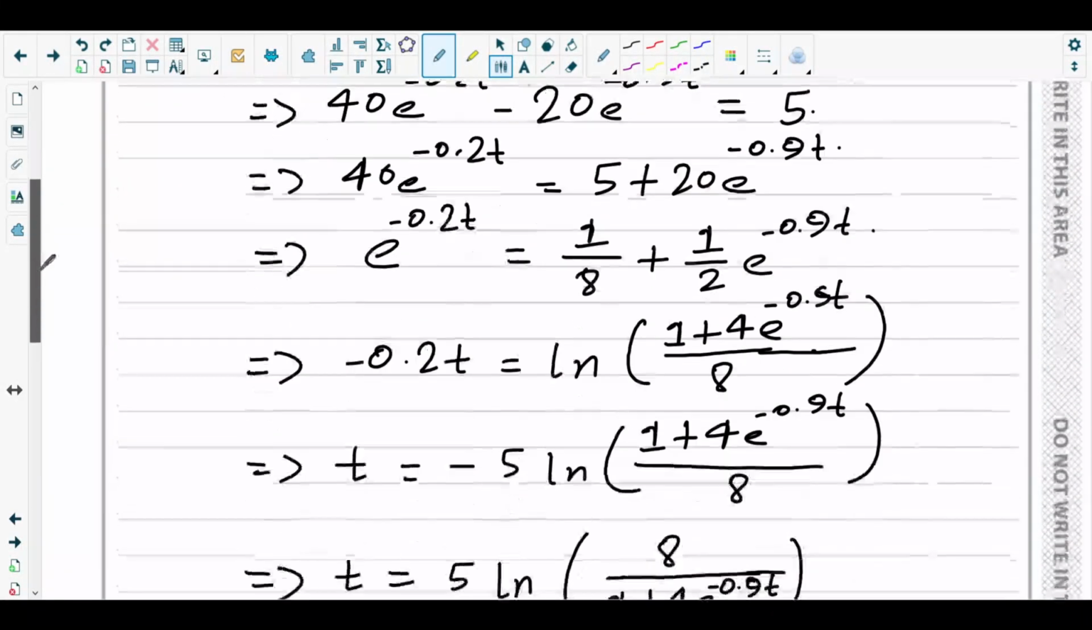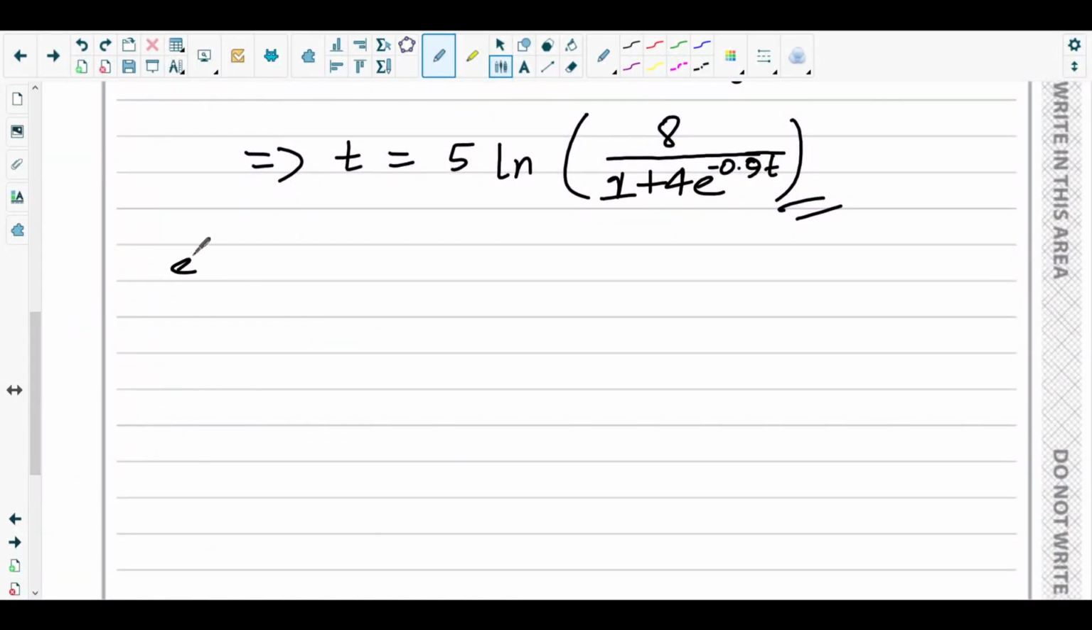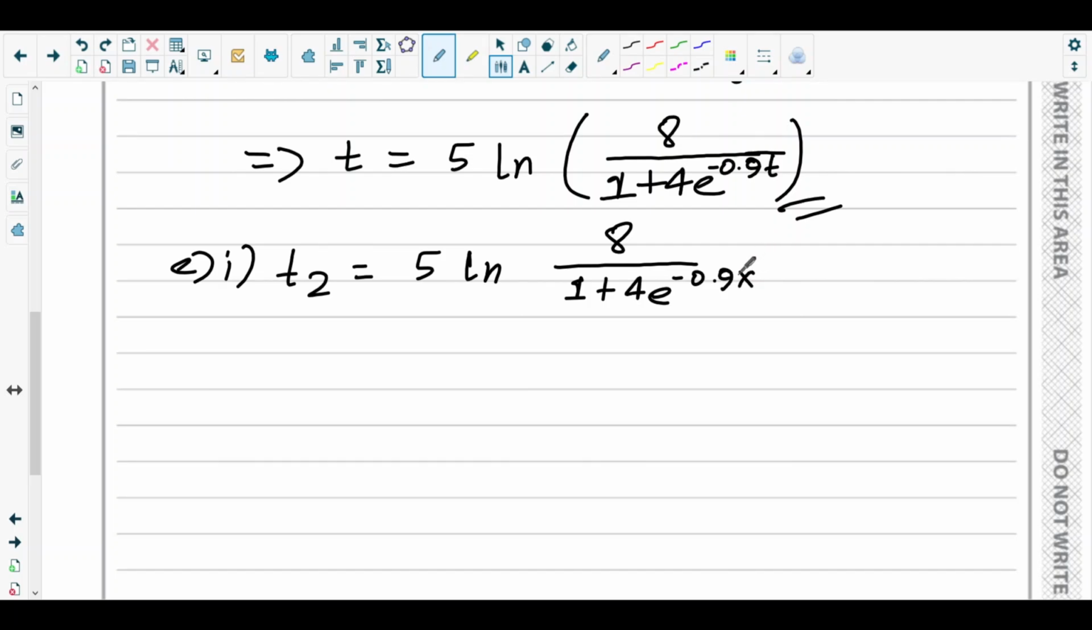So t2 is given by what equation? Part E1. We need t2. So t2 would be 5 ln of 8 over 1 plus 4 e^(-0.9 times t of n). t of n is basically t1, because here n plus 1 makes it 2, right? So we need the previous term, which is t1, which is 10. Okay, now just calculate the value using your calculator.